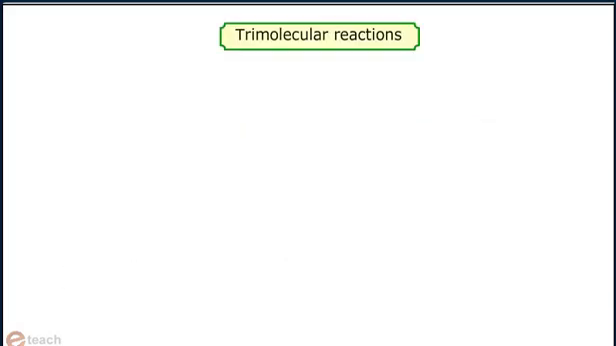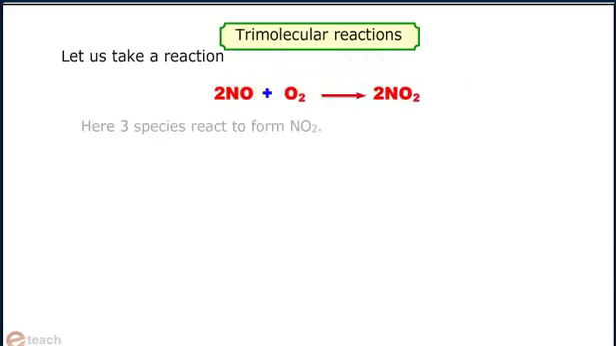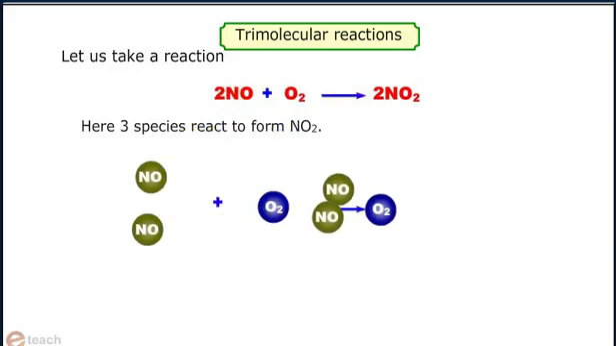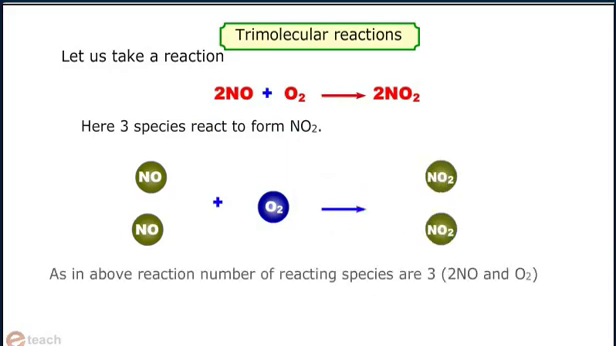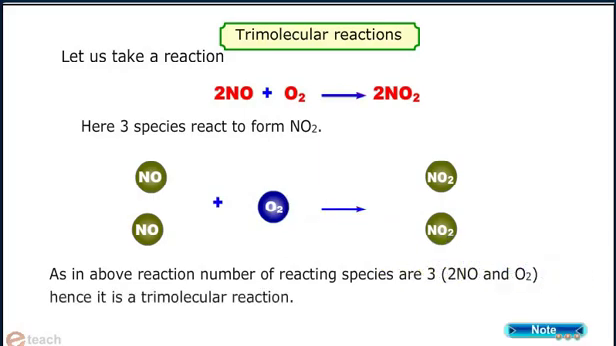The next type is trimolecular reactions. Let us take a reaction. 2NO plus O2 gives 2NO2. Here, three species react to form NO2. That is, two molecules of NO react with O2 to give two molecules of NO2. As in the above reaction, the number of reacting species is 3, that is, two molecules of NO and one molecule of O2. Hence, it is a trimolecular reaction.